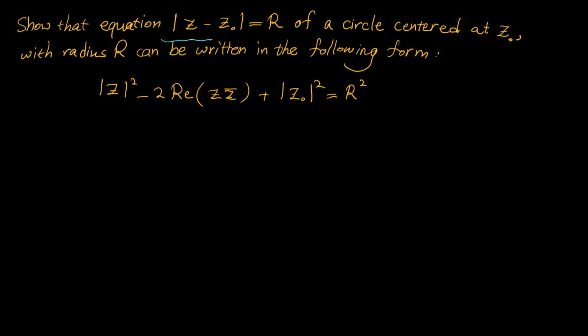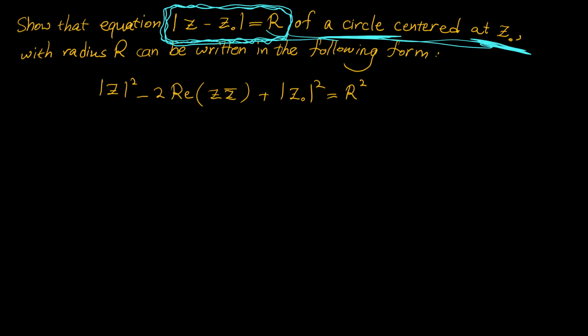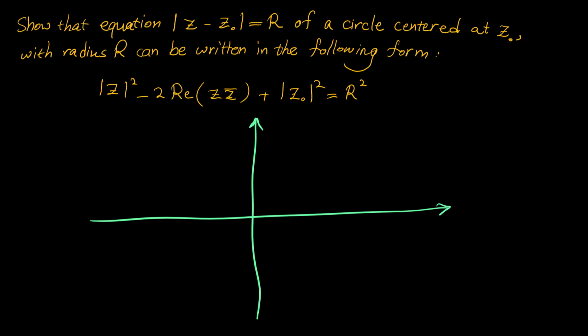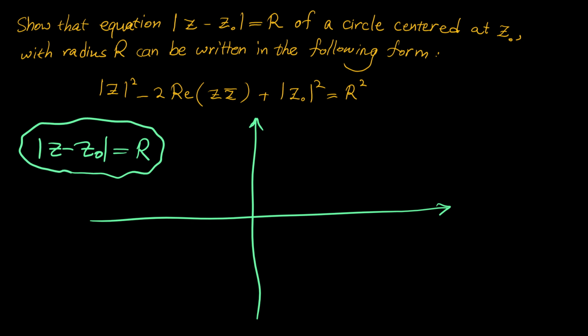Let me remind you this. This equation is very famous in complex variables or complex numbers. This equation shows a circle centered at z0 and the r, which is here, shows the radius of that circle. Let me sketch this circle here for you to better understand what this equation basically is. This is the equation of a circle. So when we sketch this, it should be a circle.